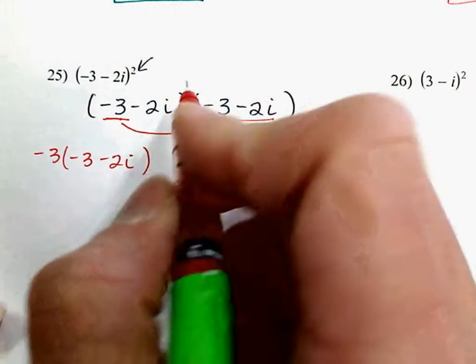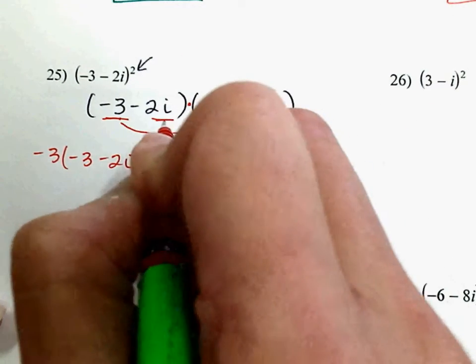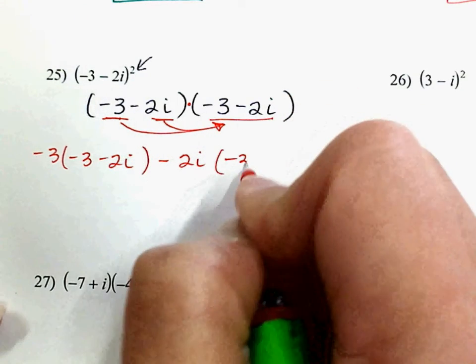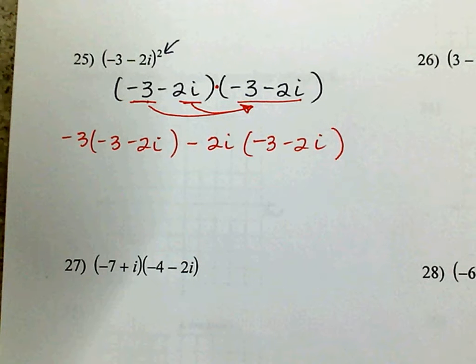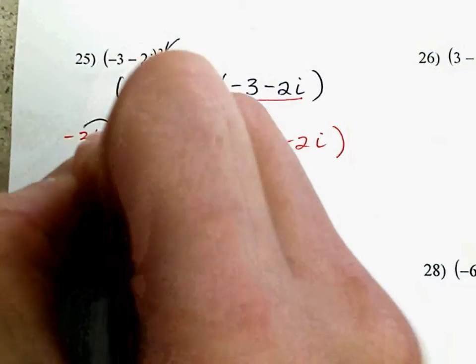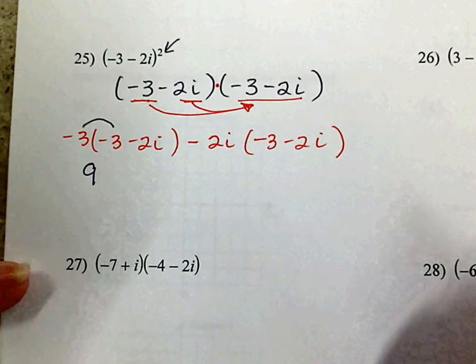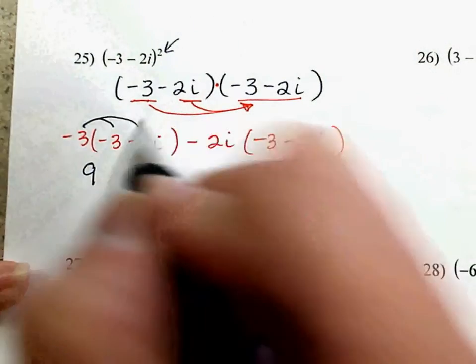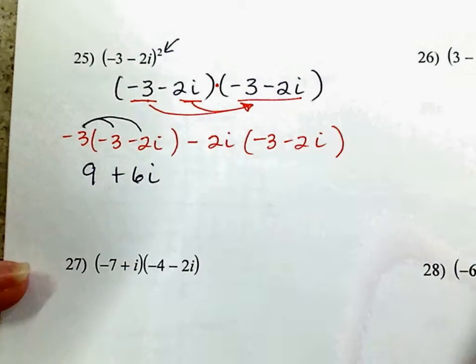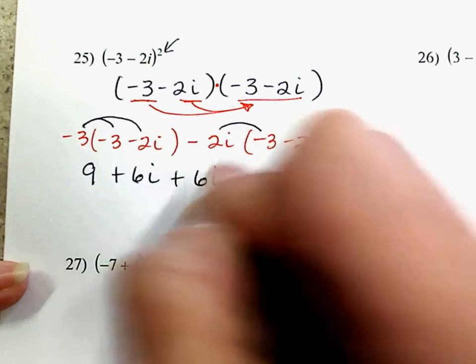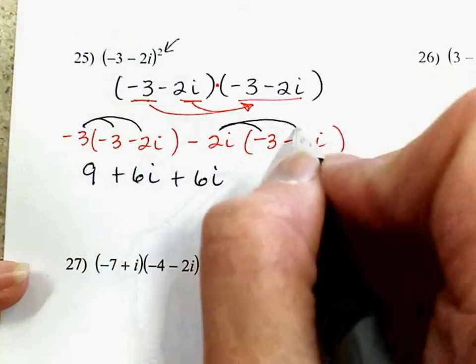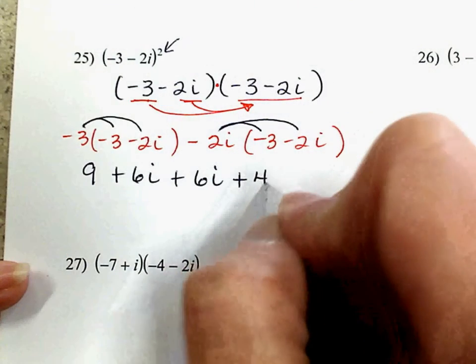And then what do you do? You take negative 2i times all of that. You guys see that? All right. I got parentheses, so what do we do? There's a number right outside. Distribute, which is the same as multiply. Negative times negative is positive 9. Negative 3 times negative 2i is plus 6i. Negative 2i times negative 3 is plus 6i. Negative 2i times negative 2i is plus 4i squared.